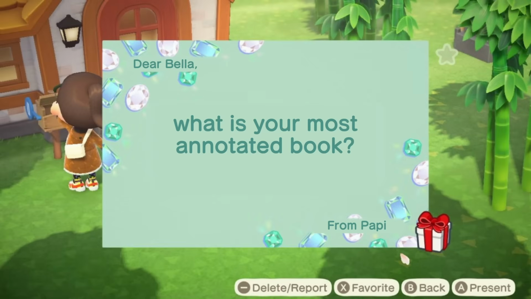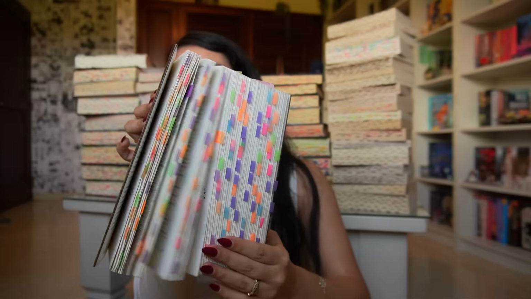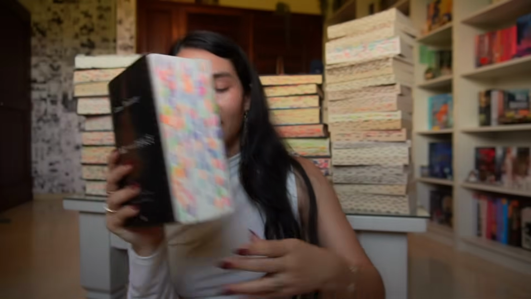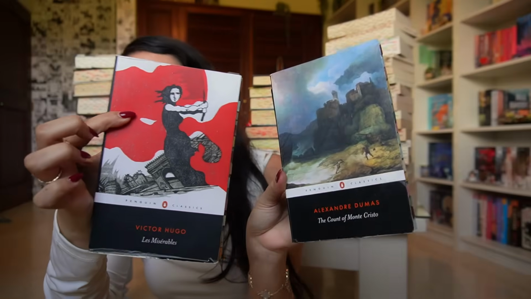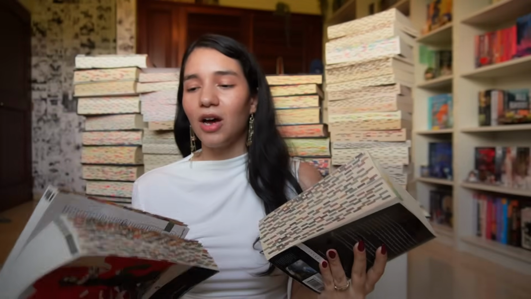Somebody asked what my most annotated book was, and then they said, in parentheses, War and Peace doesn't count. The thing is, War and Peace wouldn't even be my answer, because yes, it is pretty heavily annotated, but I think the book that takes the cake, you know what, I don't even know, it's in between The Count of Monte Cristo or Les Mis. These are my two contenders.